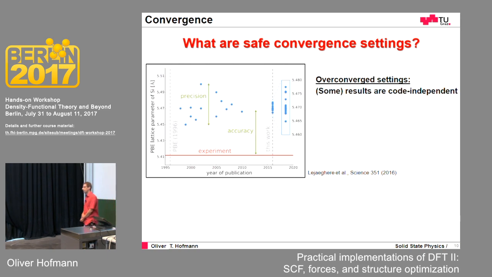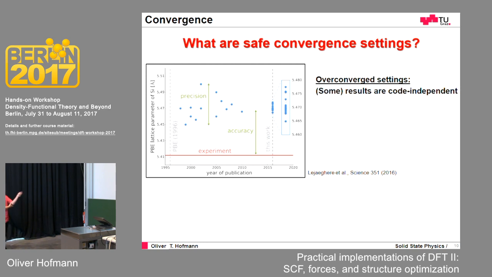Now that sounds very dire, but I should emphasize at this point that there was a recent study by Lejaeghere, I hope I pronounce him halfway correctly, where he and actually a huge group of scientists have evaluated how comparable the results are between different codes. This is just an example for the PBE lattice constant of silicon, used across, I don't know, maybe 10 different codes or so. I don't remember exactly.